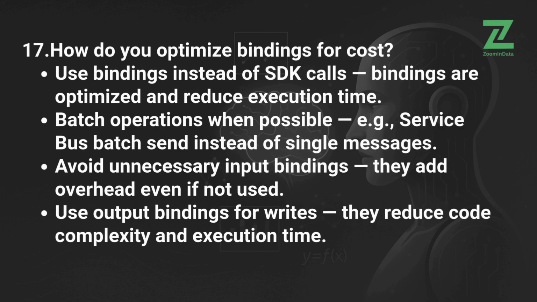How do you optimize bindings for cost? Use bindings instead of SDK calls. Bindings are optimized and reduce execution time. Batch operations when possible, e.g., Service Bus batch send instead of single messages. Avoid unnecessary input bindings. They add overhead even if not used. Use output bindings for writes. They reduce code complexity and execution time.